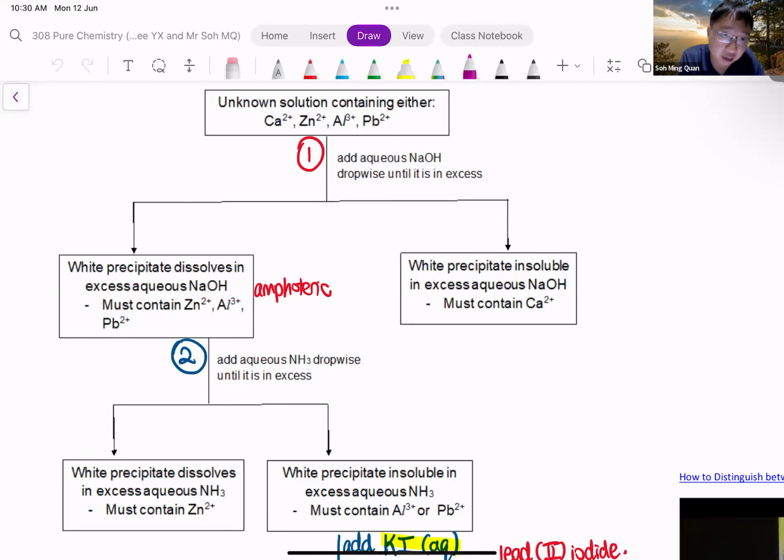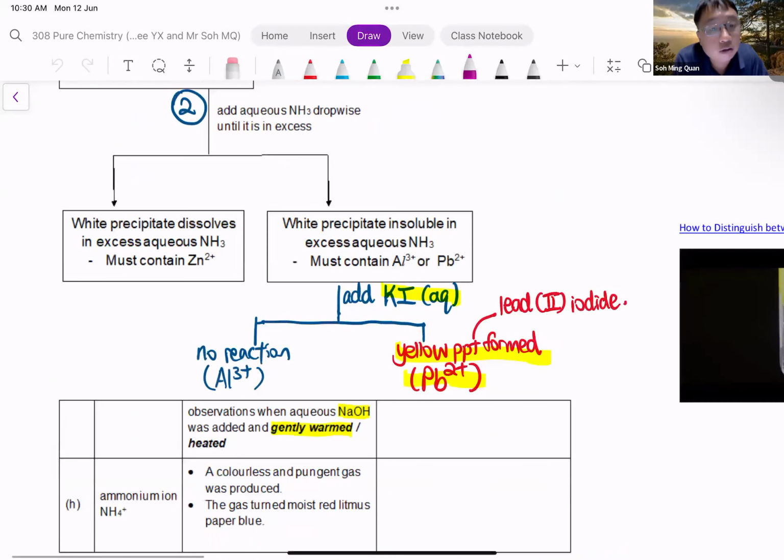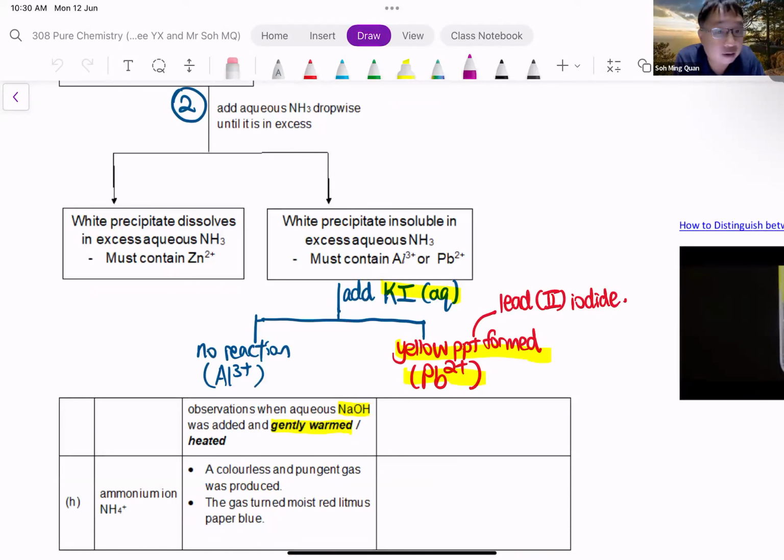You add ammonia next. By adding ammonia, zinc will form a white precipitate that's soluble in excess aqueous ammonia. However, aluminium and lead, they do not. They form a white precipitate that's insoluble in excess aqueous ammonia. So how do you distinguish aluminium and lead? So I went on to teach, right? To distinguish aluminium and lead, we add potassium iodide. So no precipitate is formed if it's aluminium. However, if it's lead(II) ions, you form a yellow precipitate, which is lead(II) iodide.